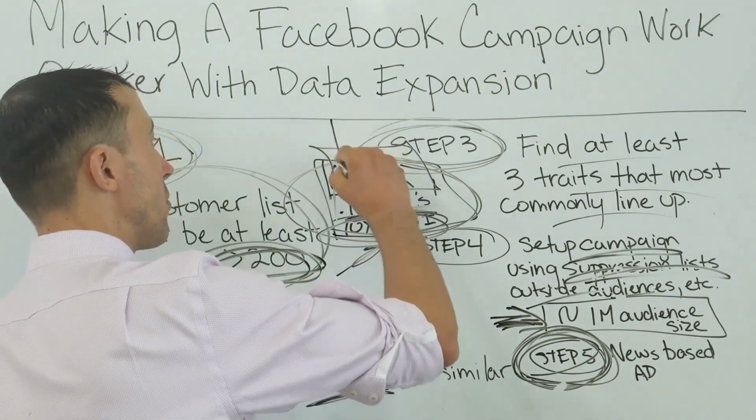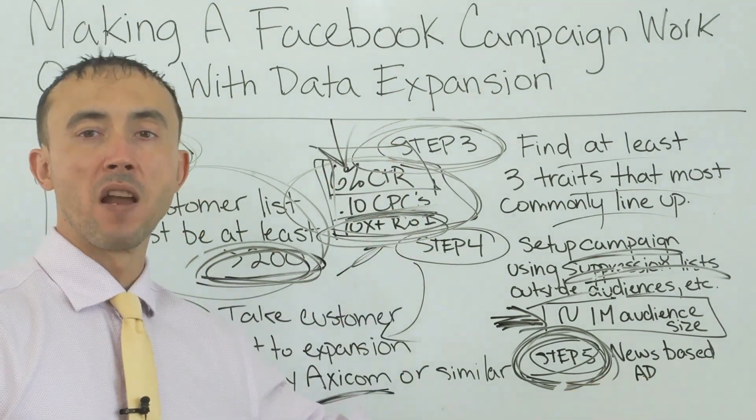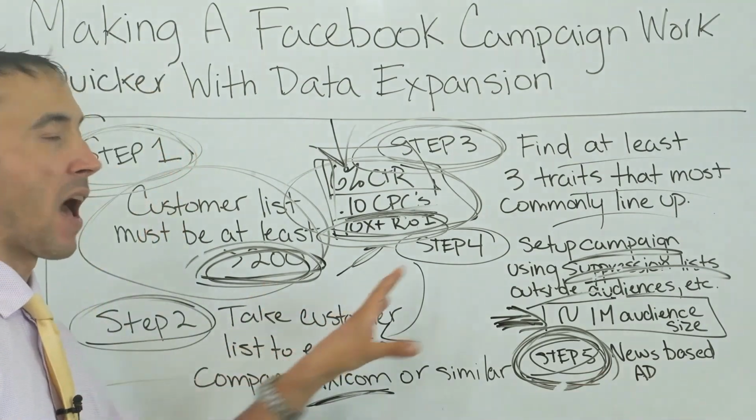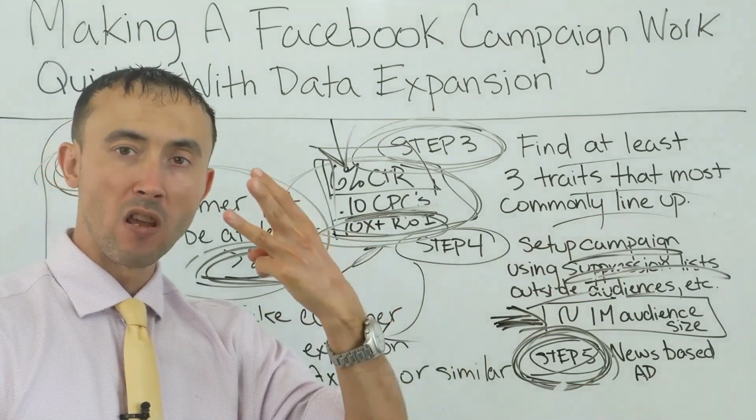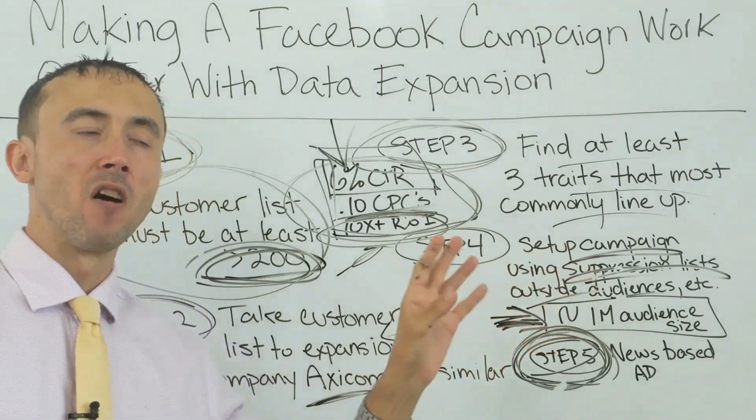But that is the kind of results you literally can get once you make just a news-based ad, put up the money to actually do your ad right, and add this level of targeting. Get three unique things that match up with your customers most of the time. Use that as your targeting method on Facebook ads.